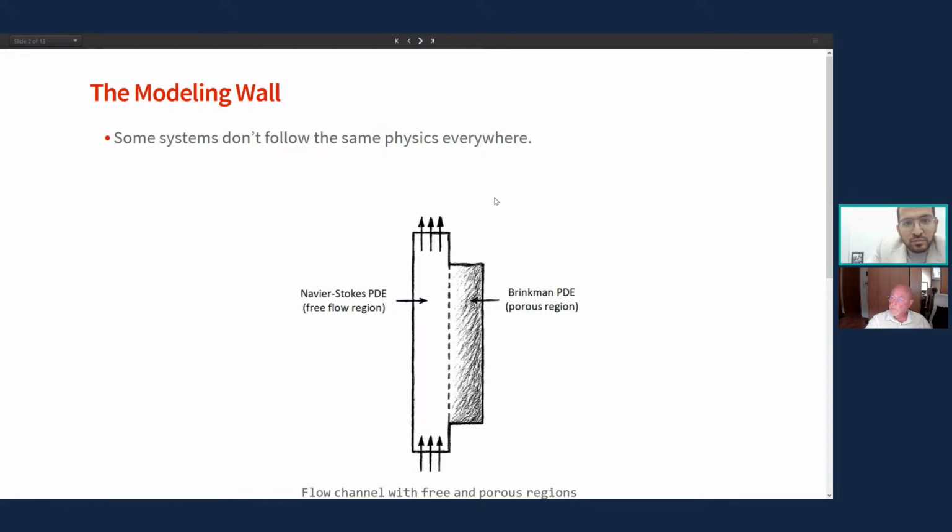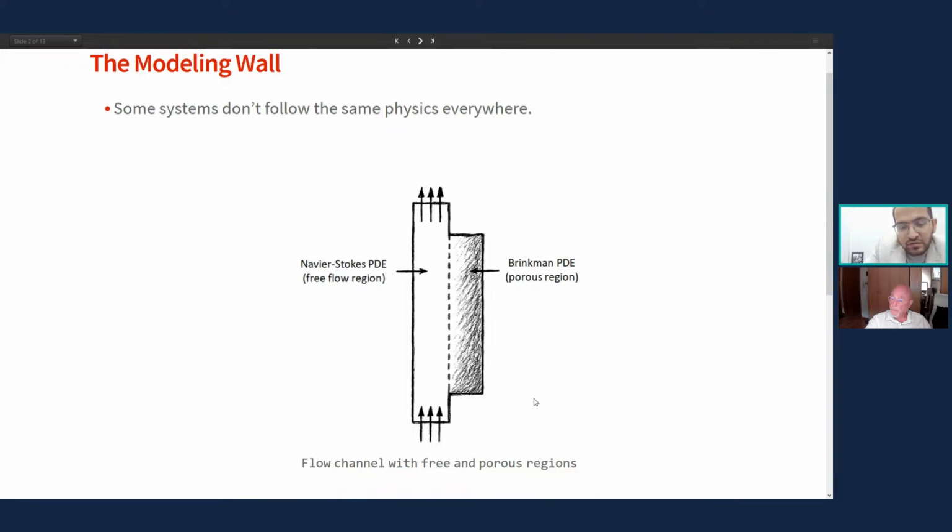All right. So the problem with a lot of PDE modeling problems is that these systems don't follow the same physics everywhere, or the same PDEs everywhere. As we saw with this channel in the previous slide, you have a free flow region that is governed by the Navier-Stokes equation, and you have a porous region that is governed by the Brinkman partial differential equation.